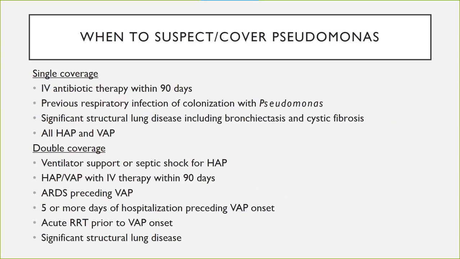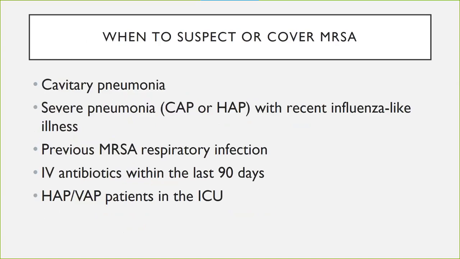So we already talked about when to suspect or cover Pseudomonas. To remind you, it's if they have previous respiratory infection or colonization with Pseudomonas, if there's significant structural lung disease, any patient that has hospital-acquired pneumonia or ventilator-associated pneumonia, and then if they've had renal replacement therapy prior to the onset of their ventilator-associated pneumonia.